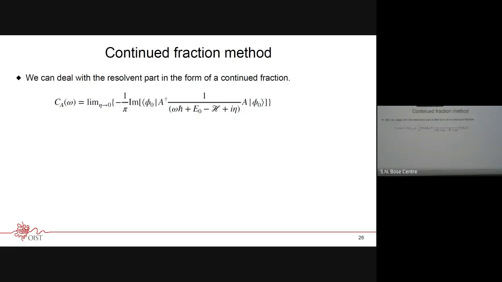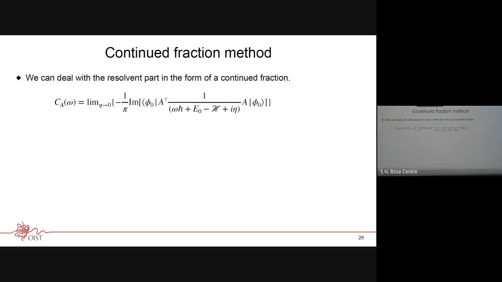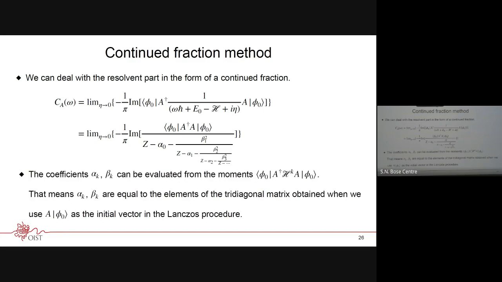So actually, there is a known way to solve this equation. I think you are familiar with the mathematics. I think this is called the resolvent part, and that can be dealt with using the continued fraction. So this equation can be rewritten by using the continued fraction method like this. And so you can evaluate the spin dynamics by using this equation.